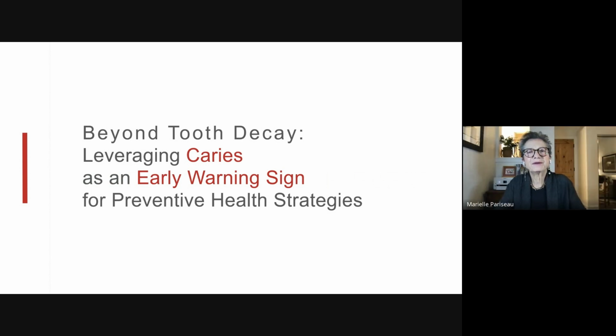Okay, very good. So, beyond tooth decay: leveraging caries as an early warning sign for preventive health strategies. How do we move forward? For me, when I talk about tooth decay, I think of a concept that is local, limited to the mouth. And when I talk about caries, I think about a systemic issue, a systemic problem, a systemic disease. And the question is, how do we move from tooth decay to caries?